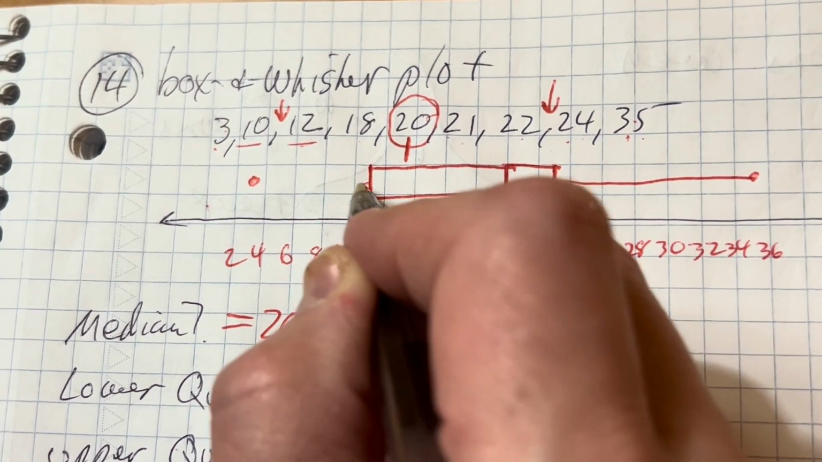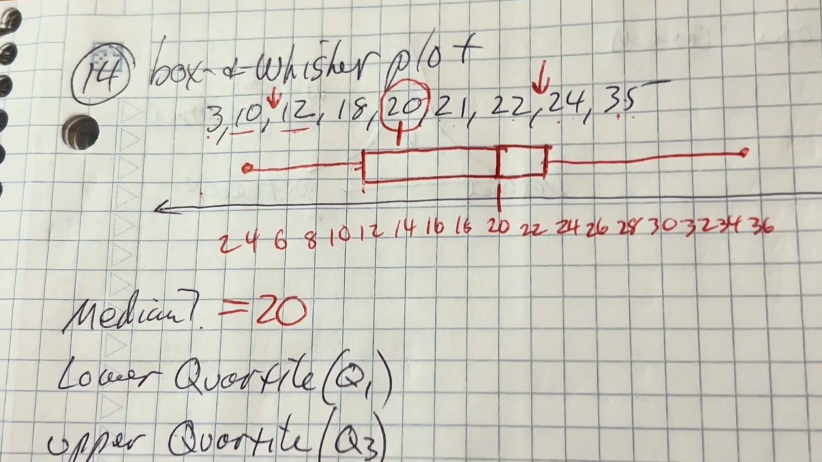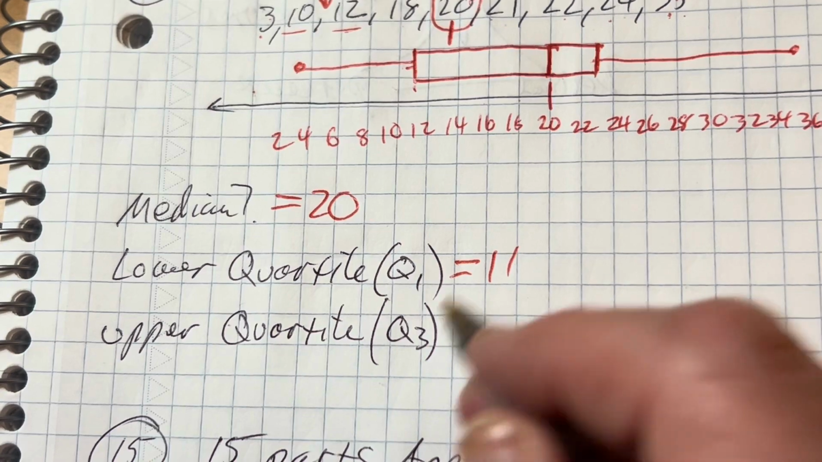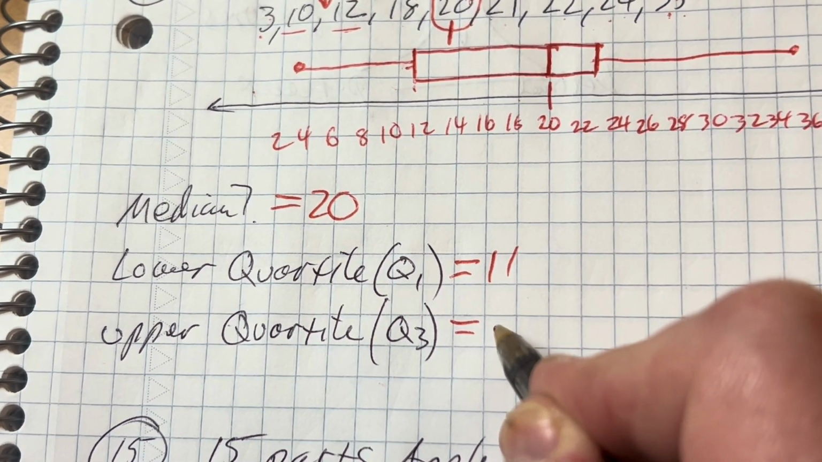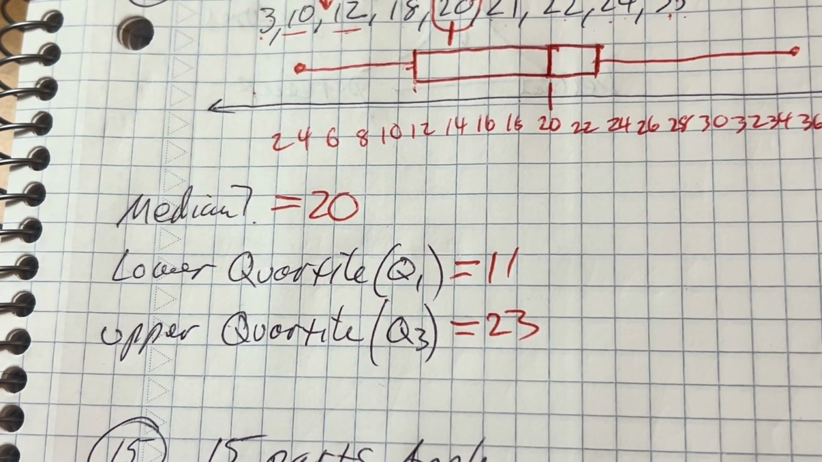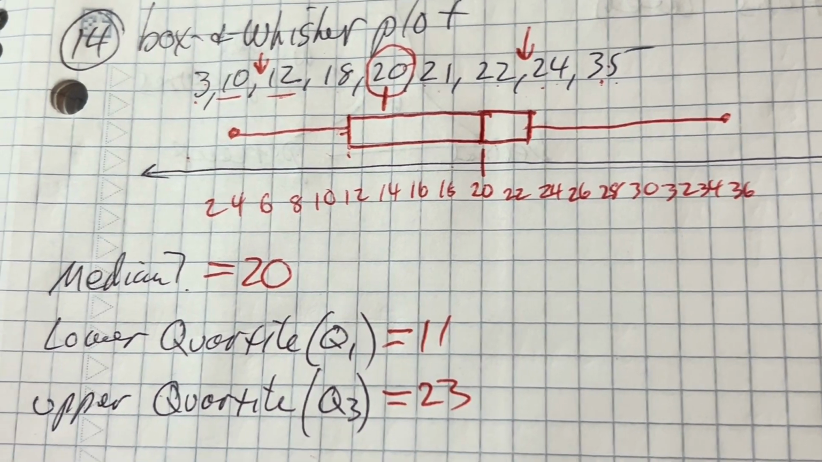Okay. Looks to me like there's plenty of spread there. So your solutions right here: lower quartile is 11. Upper quartile is 23. There you go. That is what it looks like for problem number 14.